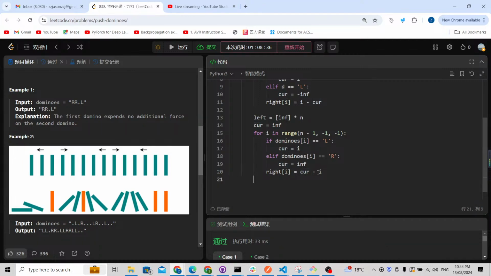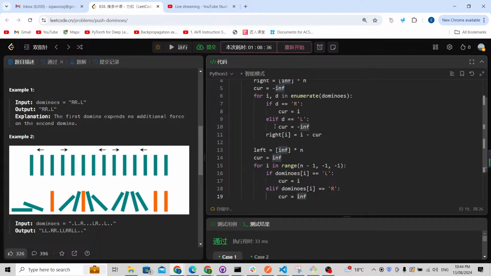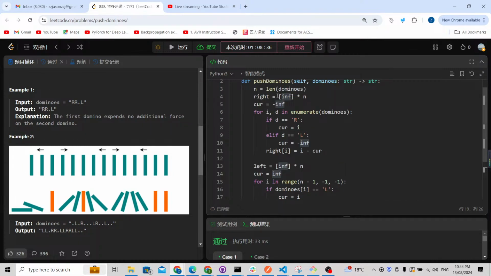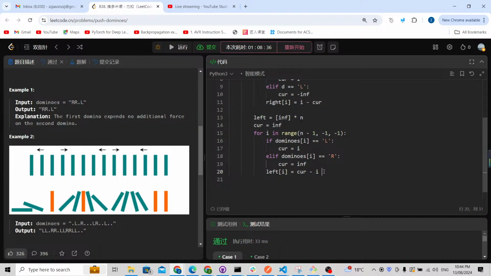Now this array is gonna be the left array. Now we have the left array and we have the right array, and the right array is just the distance to the R, and the left array is just the distance to L, and finally we just need to get the final result.